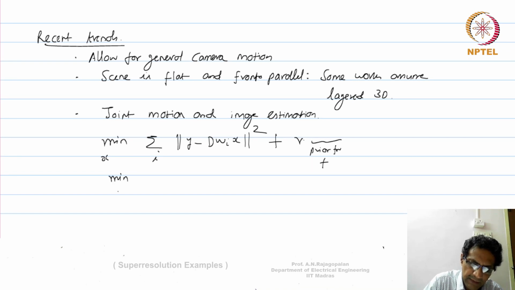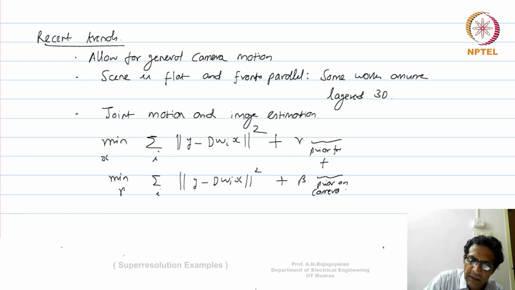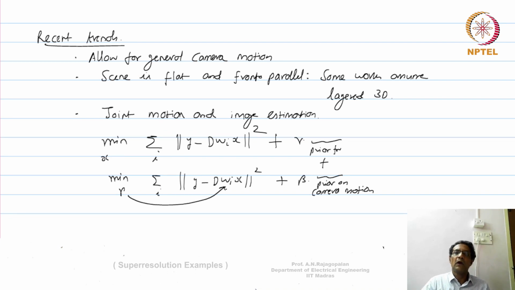Next time you solve for the camera motion p, norm of y minus D w_i x squared plus, let's say, beta times a prior on camera motion. This will typically be sparsity and so on. So a sparsity prior, and this p is the one that will sit in this warping matrix. So what are those sparse camera poses that you have in order to be able to get these warping matrices for each of these x's.